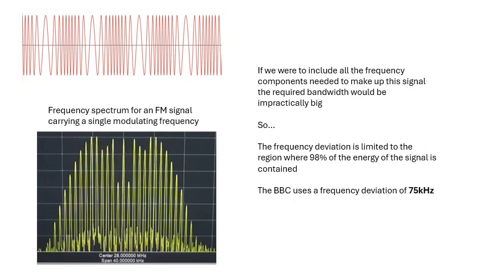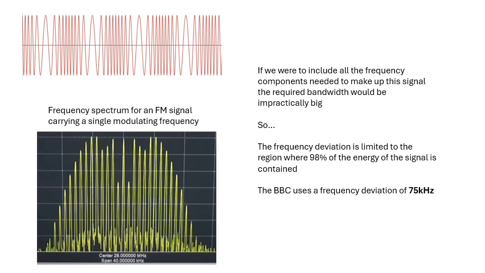Now, if you were going to include all the frequency components needed to make up this signal, even if it's a single tone, then this would be the frequency spectrum. You'd have lots and lots of harmonics, okay? And the bandwidth you would need for all of that would be very, very big. So practically, if you included all the components of the frequency spectrum carrying a single modulating frequency, then the required bandwidth would be impractically big. You couldn't have very many channels.